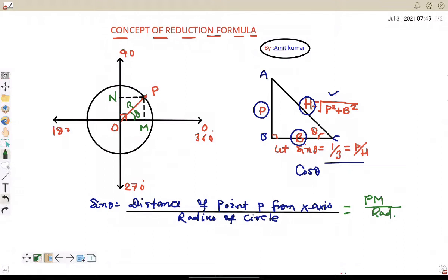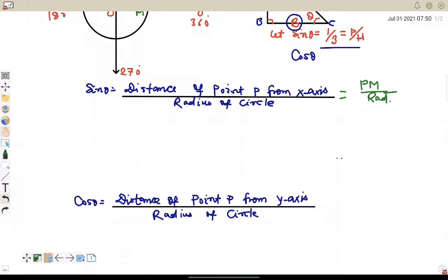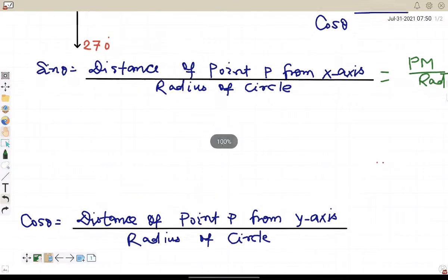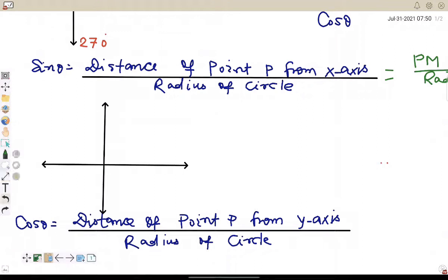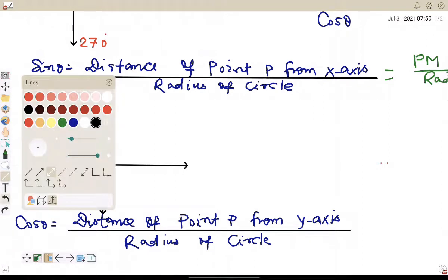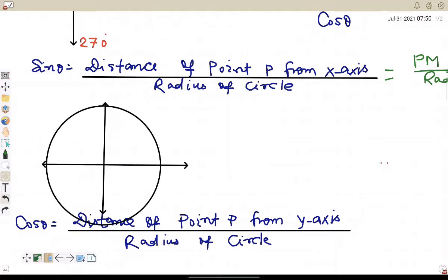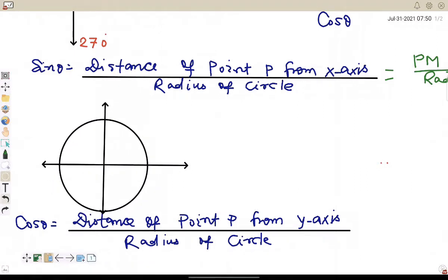Applying this concept, we can find any angle from 0 to 90 degrees. Just consider we are taking another example of how we can apply this concept. In this example we have a circle, and we need to find some trigonometric ratios using this formula. We can easily plot a large circle and take some angle theta, this angle is theta.